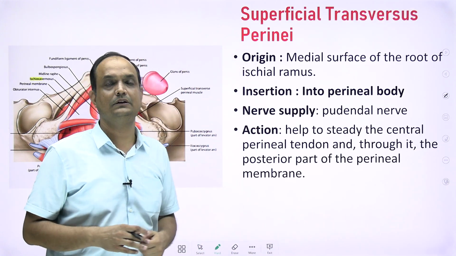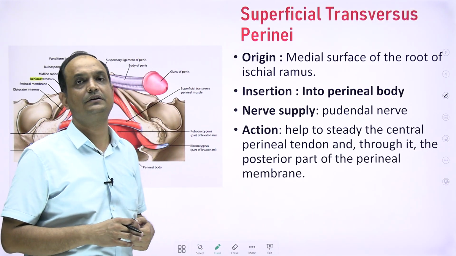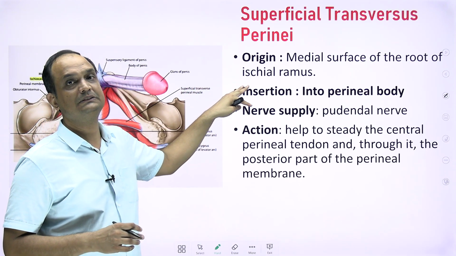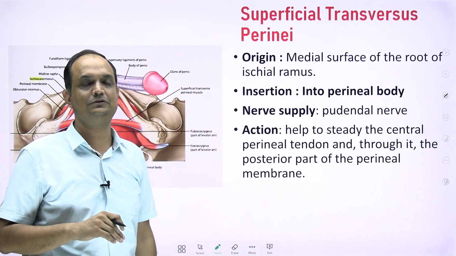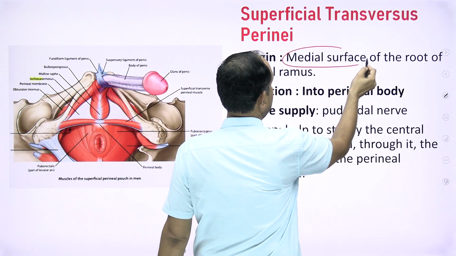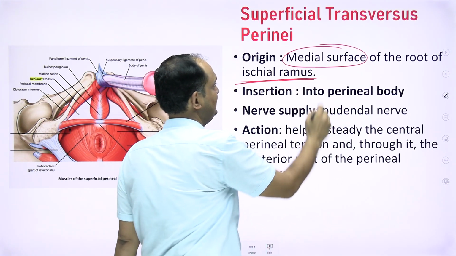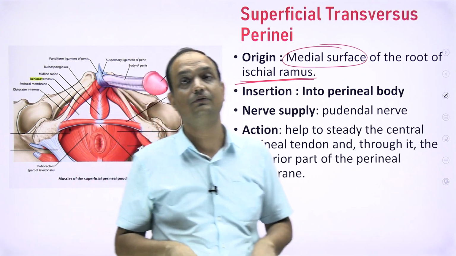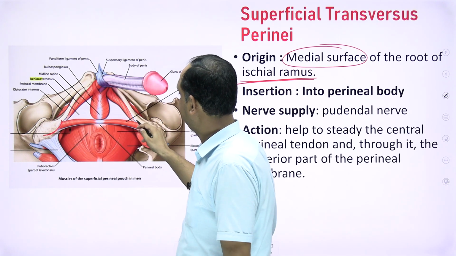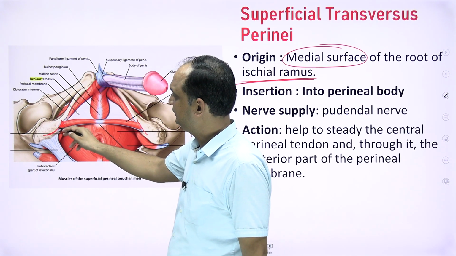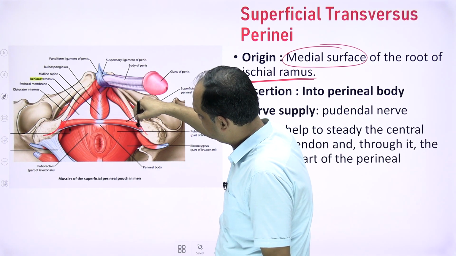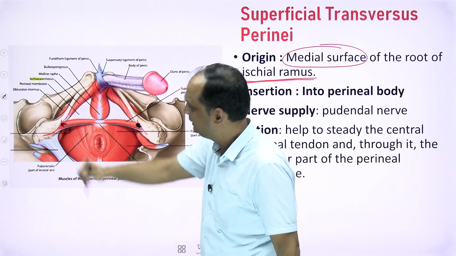Now, what about the third group of muscle, the superficial transversus perineal muscle. As I already told you, this muscle is the most posteriorly placed in the superficial pouch, and it arises from the medial surface of the root of the ischial ramus, that means on the medial side of the ischial tuberosity. Here you can see the ischial tuberosities, and on the medial side of the tuberosity you have the origin of this muscle, the point of origin of superficial transversus perineal.